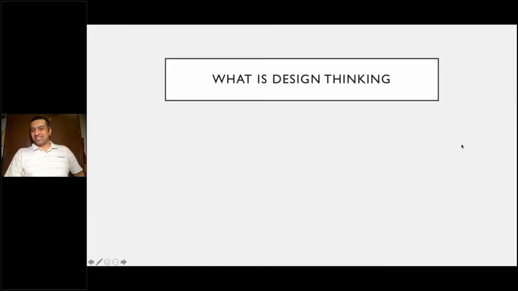Somebody is saying organization of solutions. Okay, that's interesting. Any other responses? Making products easily usable. Making products easily usable. Okay, okay.